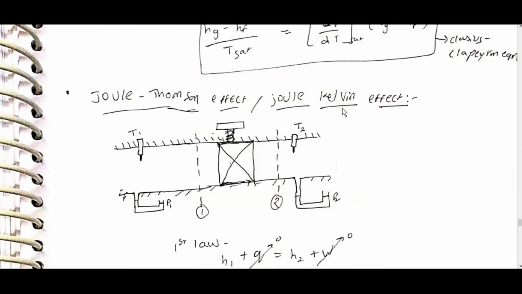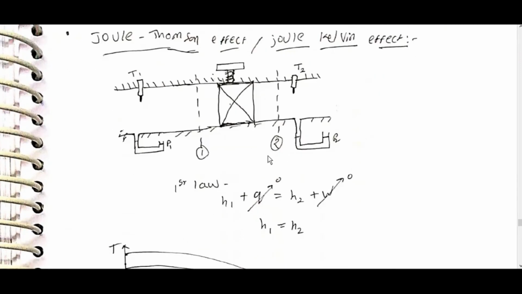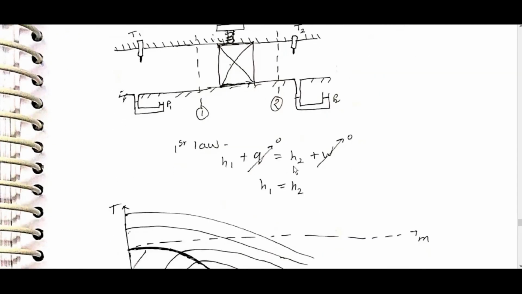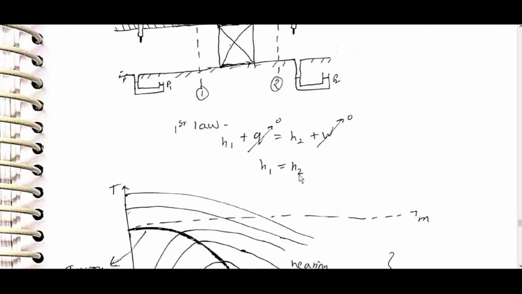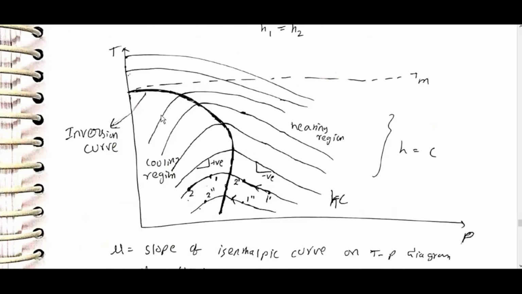Joule-Thomson effect or Joule-Kelvin effect. Consider states T1, T2, 1 and 2. First law: H1 plus Q is equal to H2 plus W. Q is 0 and W is 0. So H1 is equal to H2.